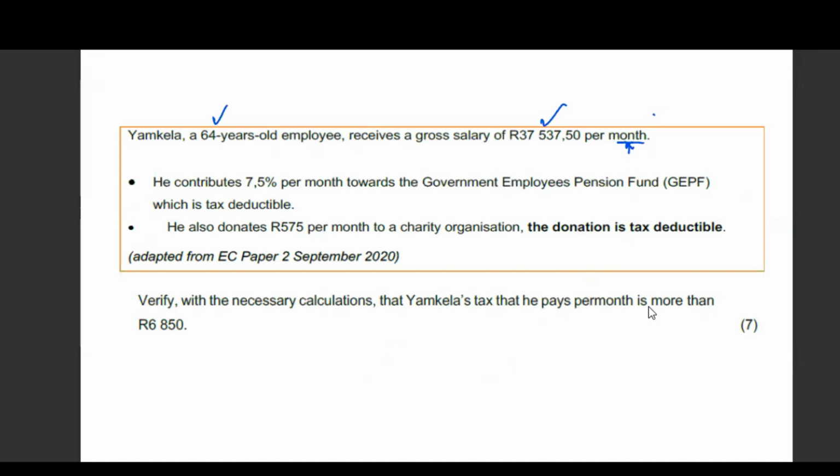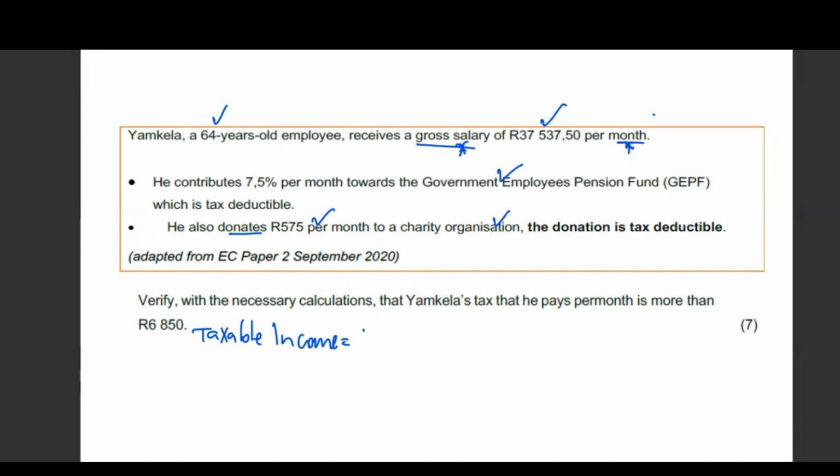You understand? Which is tax deductible, meaning you have to subtract it before you start calculating tax. Then he also donates. Look at this. This is per month to a charity organization. Donation is also tax deductible, meaning we need to remove it before we start calculating tax. First and foremost, we need to determine taxable income. Why am I looking for taxable income? They talked of gross salary. They didn't talk of taxable income. Number two, they talked of pension. They talked of donation. So I need to determine the taxable income.